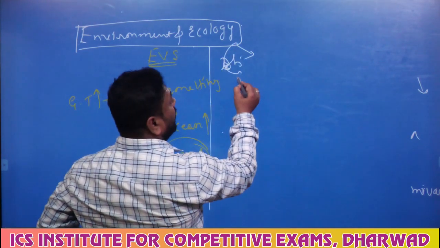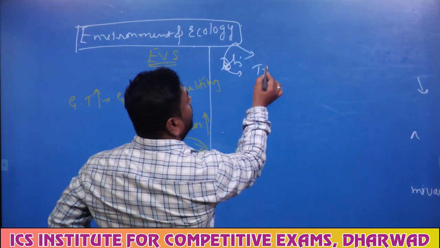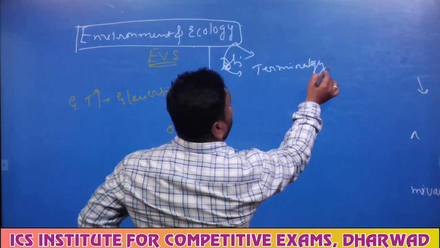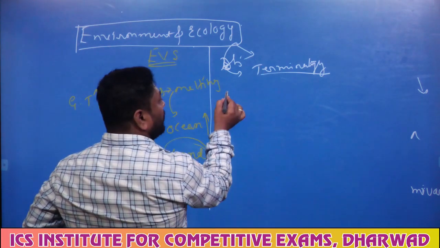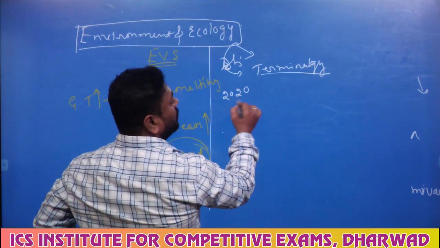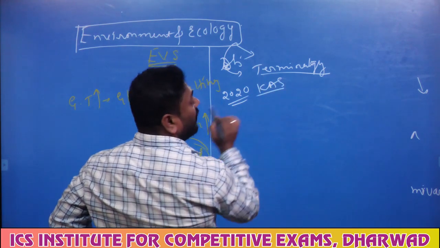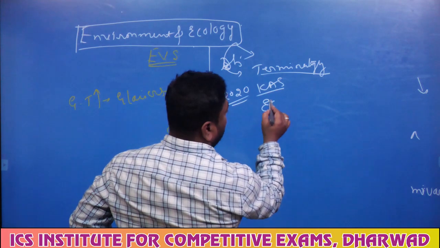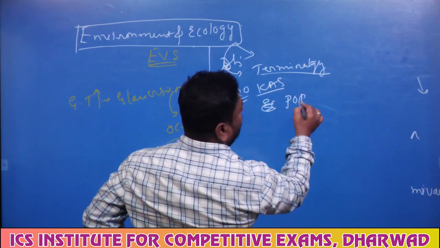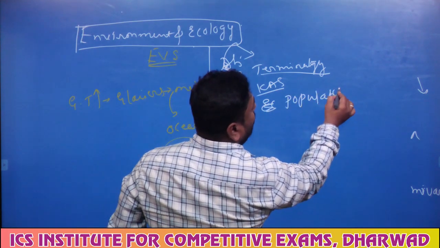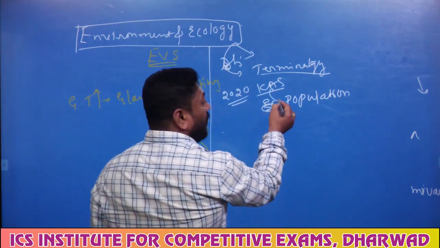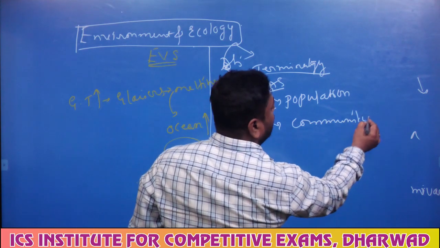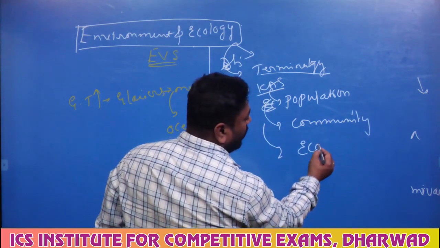First and very important is terminology. I'll take a simple example, because last time in the 2020 KAS prelims we had a question, match the following regarding population. What is the meaning of community? We had a match the following on ecosystem.